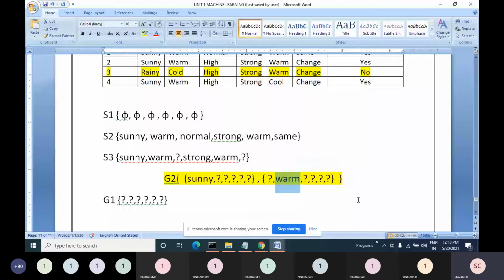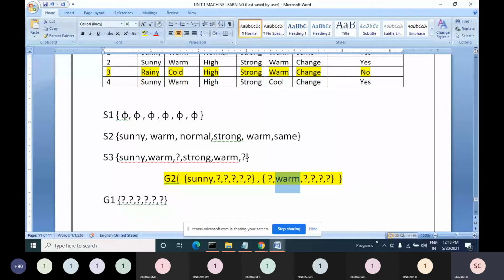Now compare the third parameter. The third parameter is a question mark, so no update, nothing will be done. The fourth parameter is strong. What is the fourth parameter value in record 3? Strong. So if there is a match, no issue, leave it. Go to the fifth parameter, warm. Warm and warm, there is a match, leave it. Go to the sixth parameter, there is a question mark in S3.